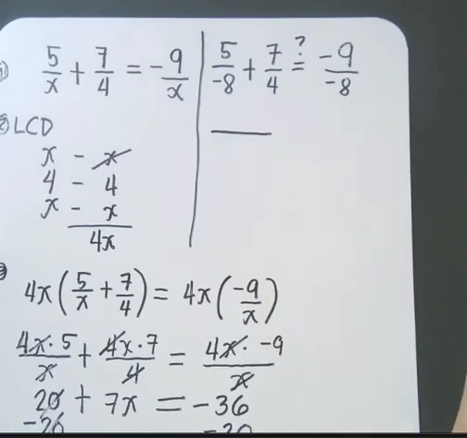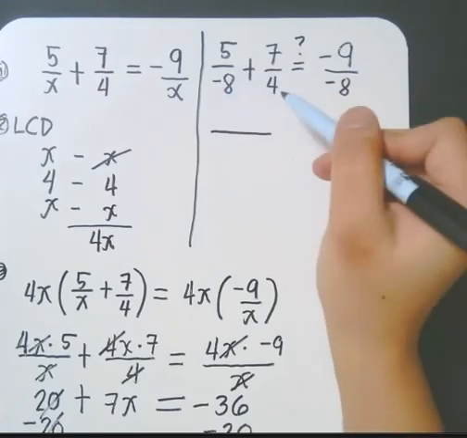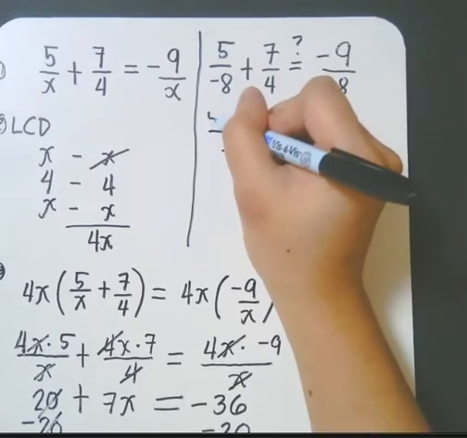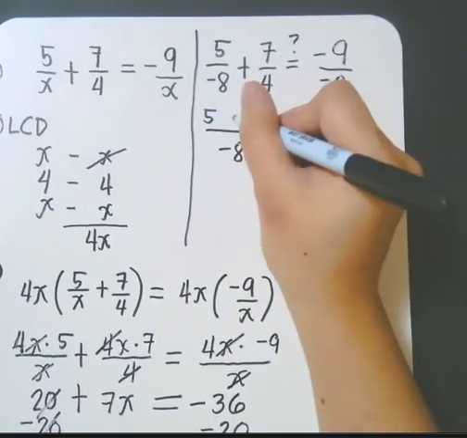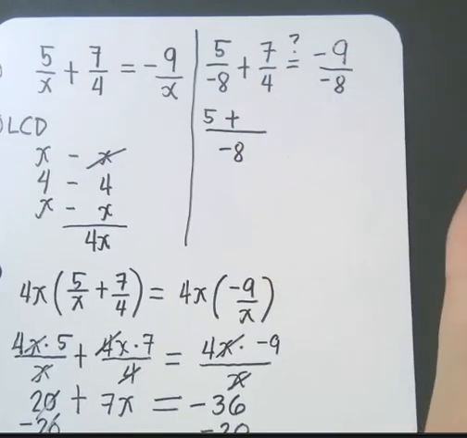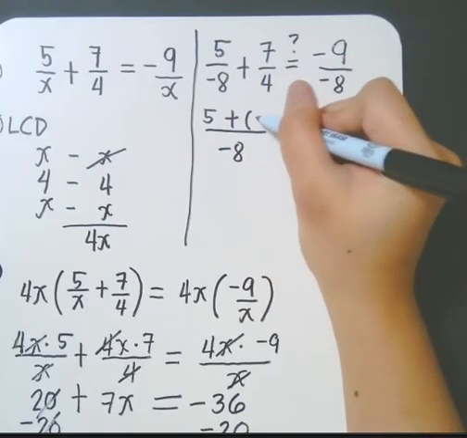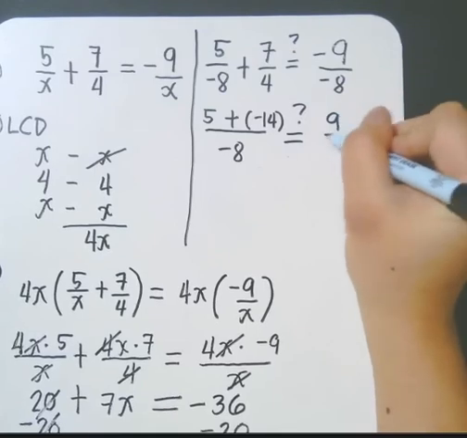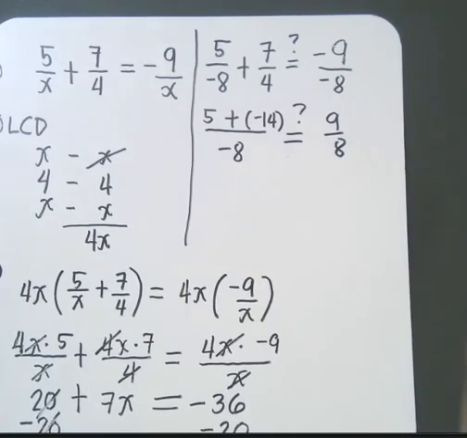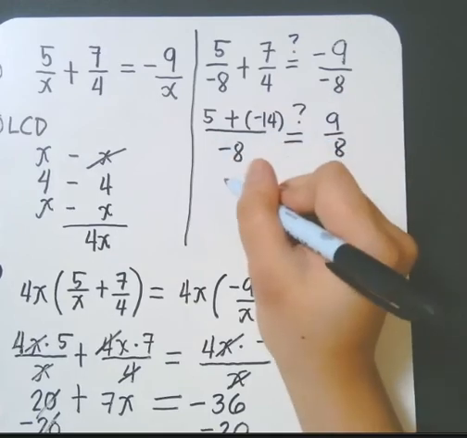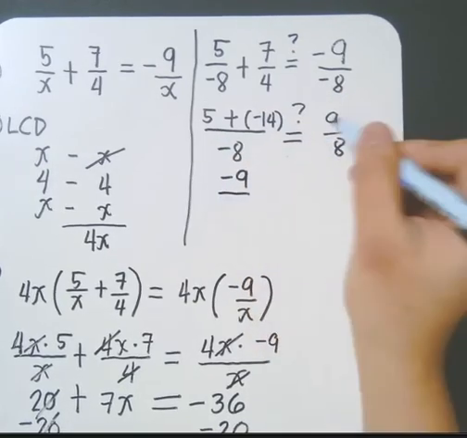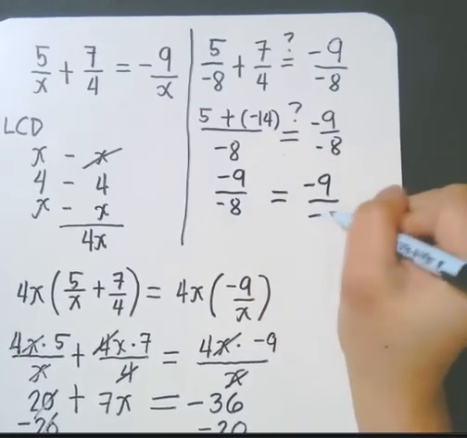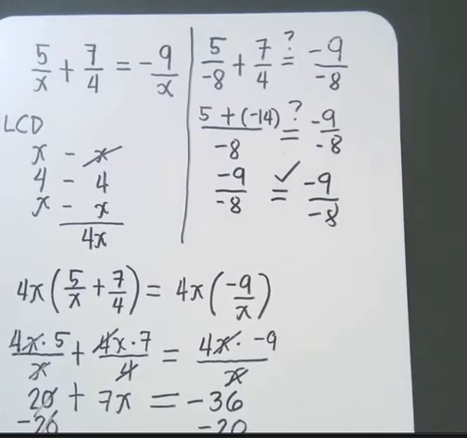Let's find the LCD, or least common denominator, of negative 8 and 4. That is negative 8. This is 5 plus negative 14. Is it equal to 9 over 8? We'll see. 5 plus negative 14 is equal to negative 9 all over negative 8, which is equal to negative 9 all over negative 8. Therefore, our solution is correct.